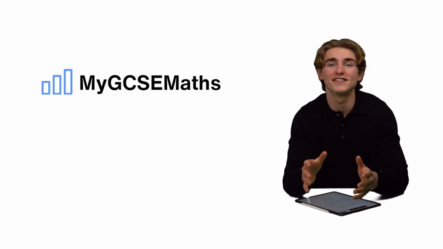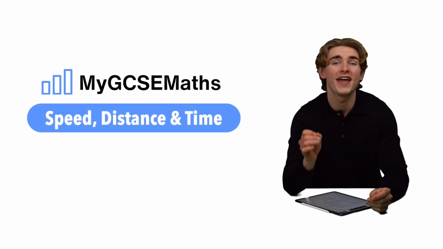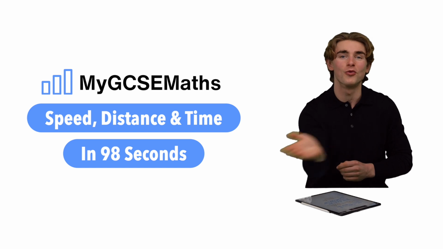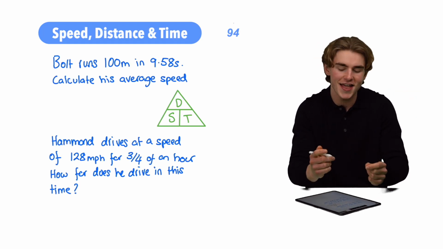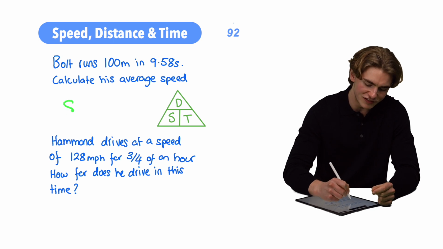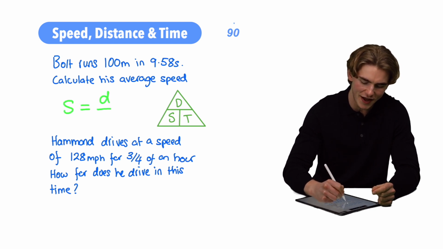How to do calculations involving speed, distance, and time in 98 seconds. Let's go. Whenever it comes to working with speed, distance, and time, guys, the key is going to be to use the formula that speed is equal to distance divided by time.